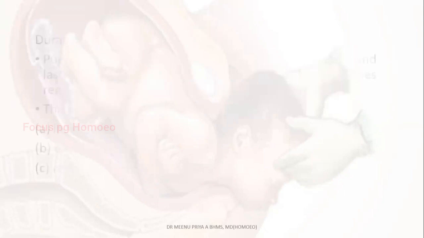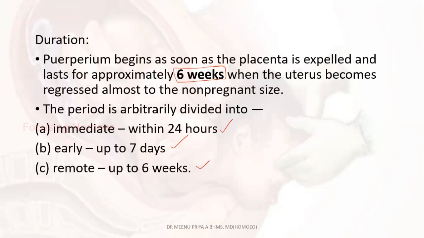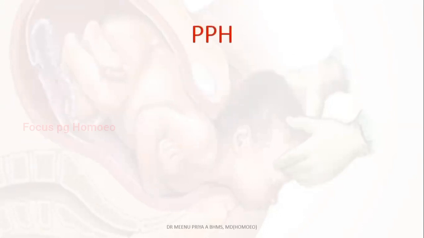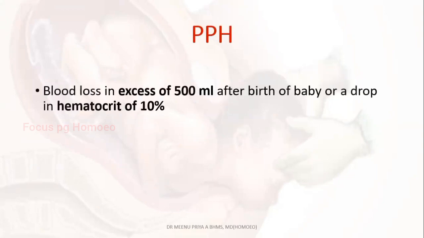And next, one associated condition after delivery, in the 4th stage, is PPH, that is postpartum hemorrhage. So I have taken a few abnormal conditions so that it is completed with this. So what is PPH? Quantitatively, if we have to give a number or a statistic, it is the blood loss. Postpartum means after the delivery of the fetus. So hemorrhage is happening in excess of 500 ml after the birth of the baby, or a drop in hematocrit by 10%. So this is the quantitative detail of PPH.